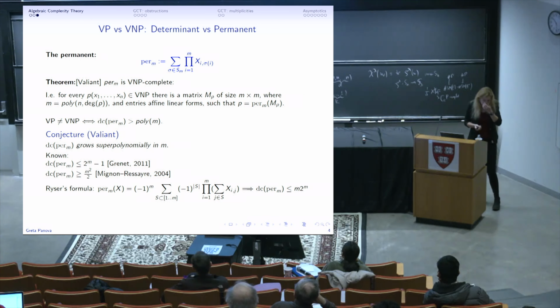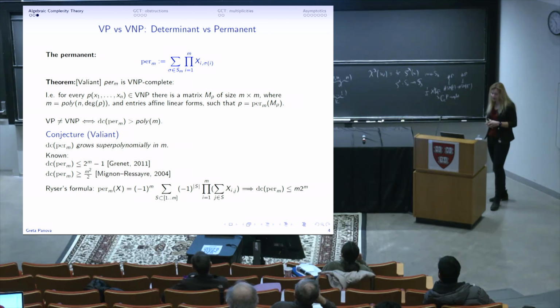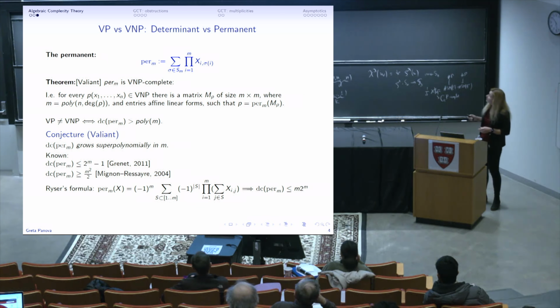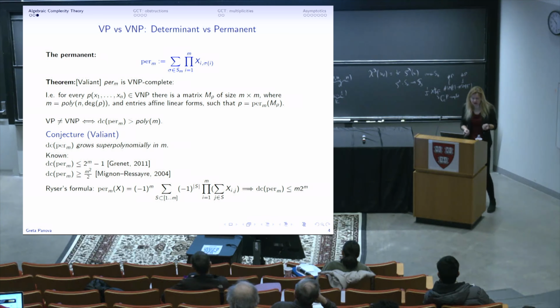So what is known here is that the determinantal complexity of the permanent has a very small lower bound so far, but even this is a very hard result: that you need at least an m squared over 2 matrix if you want to compute the permanent as the determinant of a certain size.